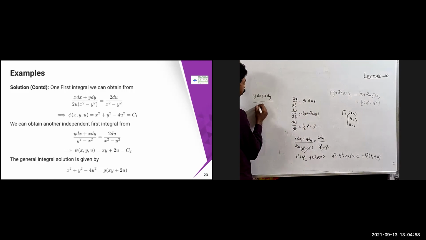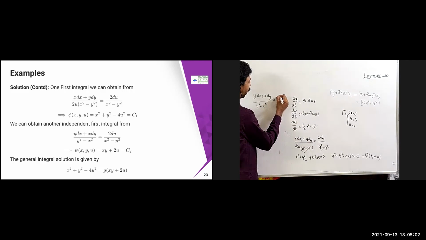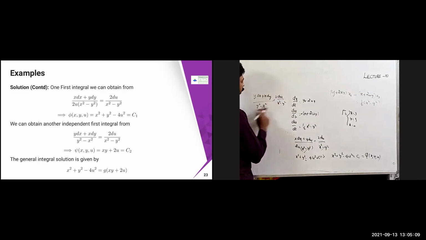So you are going to get y square minus x square equal to, here same thing, du by 2 du by x square minus y square. So I can just cancel it. The negative sign will come. So that's what you are going to get.